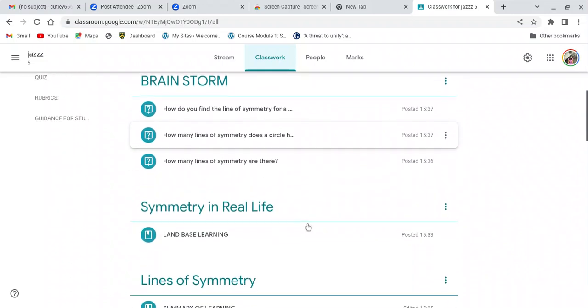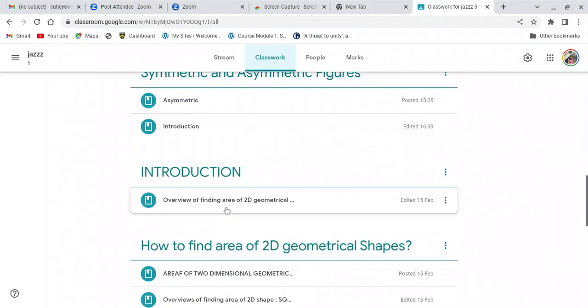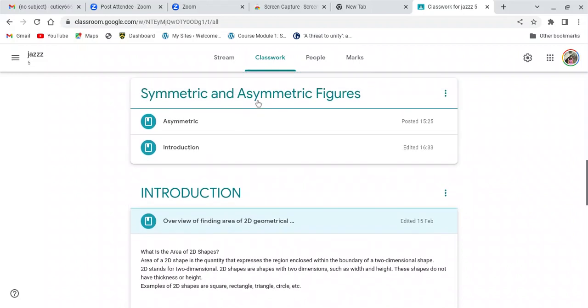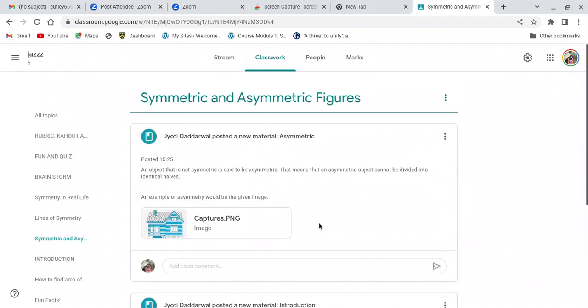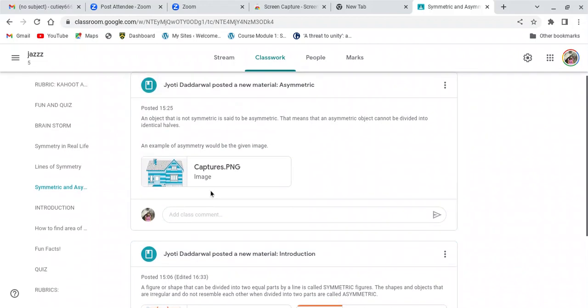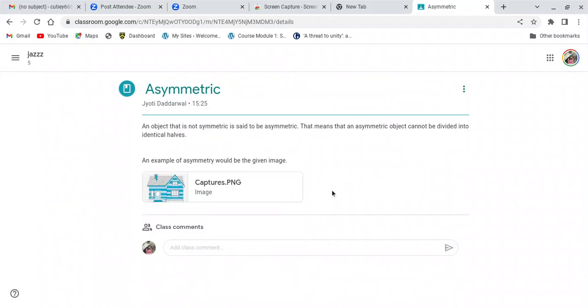So I will start with the introduction. I will open this, the symmetric and asymmetric figure, with the first one. First of all, I talked about the asymmetric because symmetrical was already covered by my friend Shivali in her lesson plan. So I focused on asymmetric.